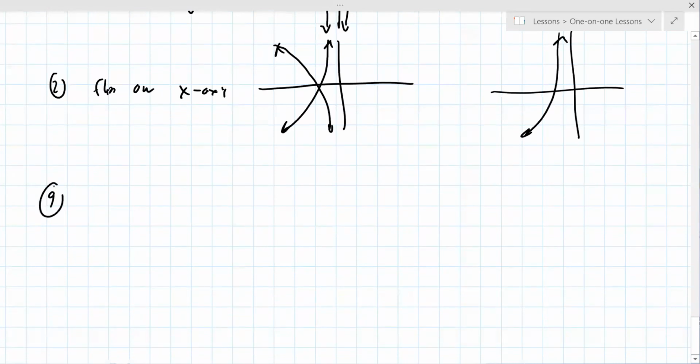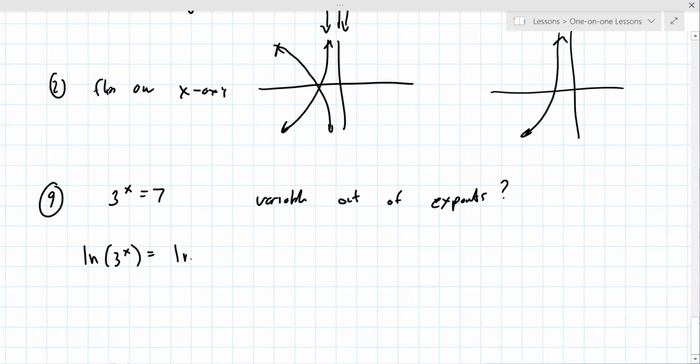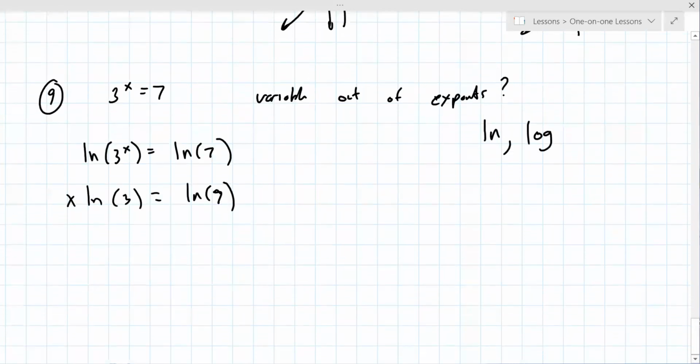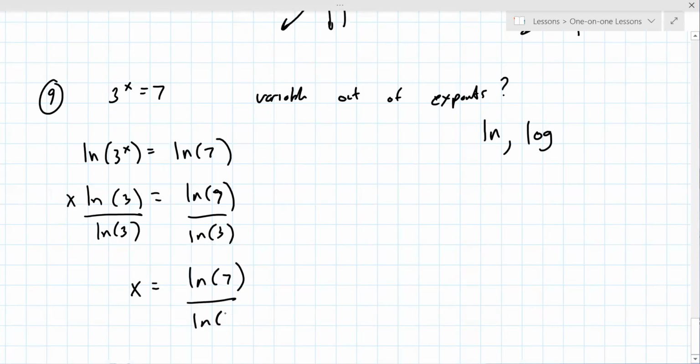Okay. So number 9 says 3 to the x equals 7. So the only way to get a variable out of the exponent is, do you remember? You have to use natural log or another log, because what that does is that x comes out in front. So x natural log 3 equals natural log 7. So you're going to get x by itself by dividing by natural log of 3 on both sides. So x equals natural log of 7 over natural log of 3.